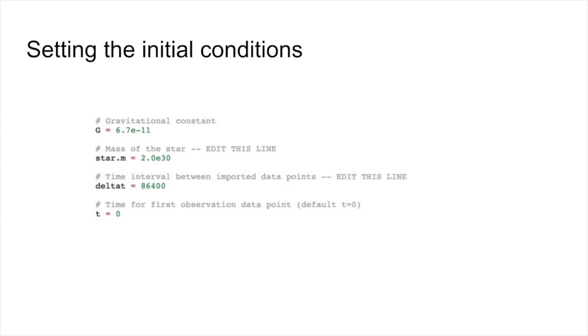The first thing we did to start building our model was set the initial conditions. Here we set G equal to 6.7 times 10 to the negative 11, the mass of the star to be 2 times 10 to the 30, delta t to be 86,400, and our t to start at 0.